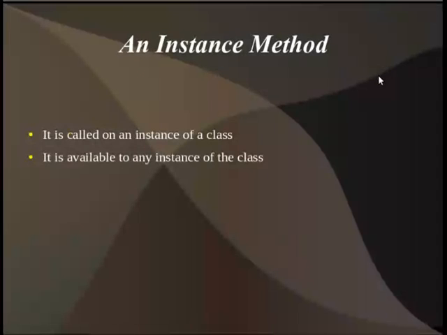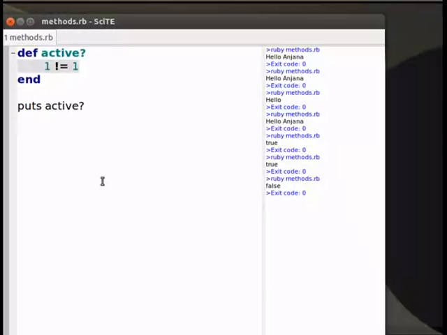What is an instance method? An instance method is a method called on an instance of a class. It is available to any instance of the class. So let's switch back to Skite and let's define an instance method. In fact, all of the methods that we defined so far were indeed instance methods. And we did not explicitly specify a class. If we do not explicitly specify a class, it means that it is a part of the class object.